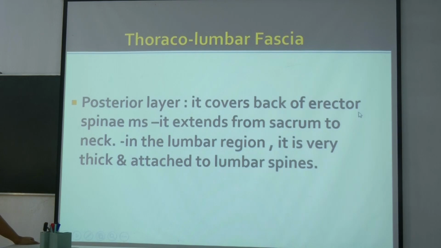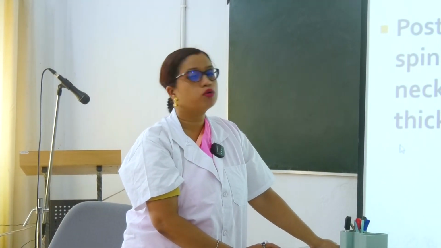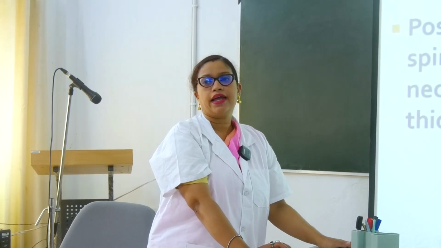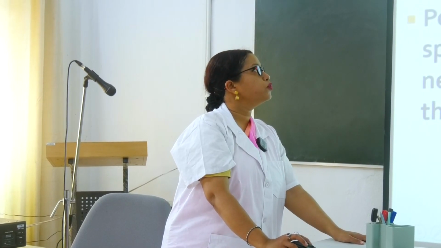Okay, so posterior layer, এবার এগুলো ভালো করে লিখ, posterior layer, it covers the back of erector spinae. erector spinae কোথায় থাকে, একদম spine of vertebra তে থাকে, it extends from sacrum to the neck. Okay, and in the lumbar region it is very thick and attached to the lumbar spine. Okay, this is the posterior layer.